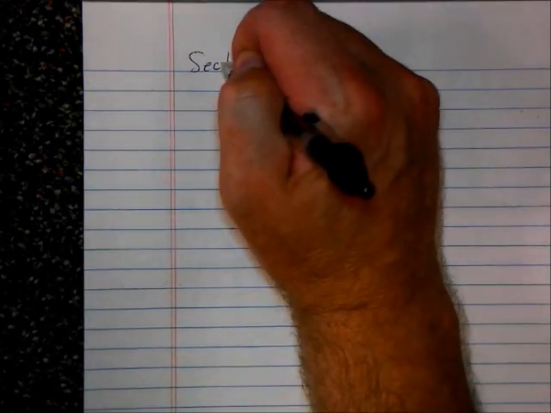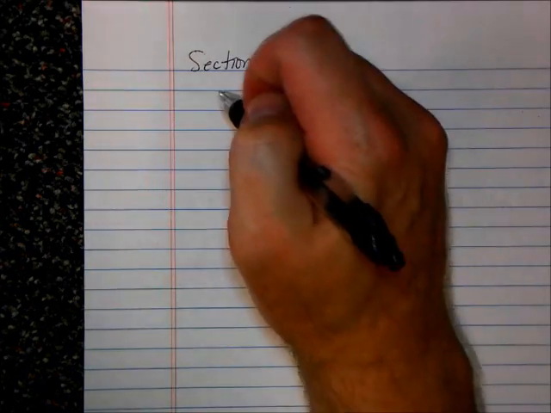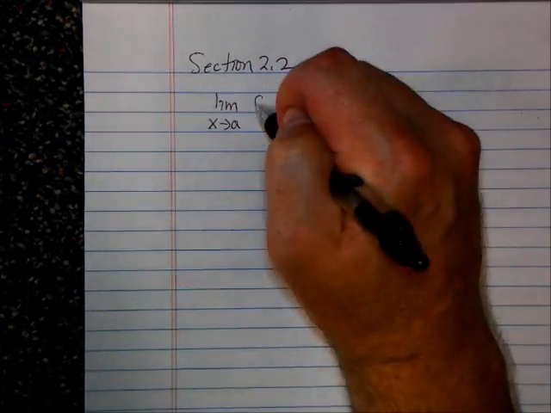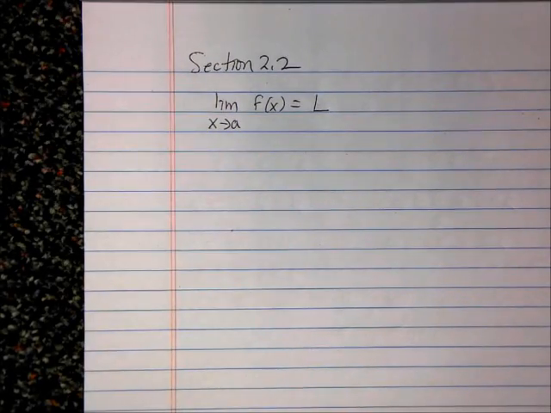Yesterday, we were in section 2.2, and we need to finish that today. And we were looking at limits. So we were writing something that looks like this: limit as x approaches a of f of x equals L. And what did we say that symbol meant?